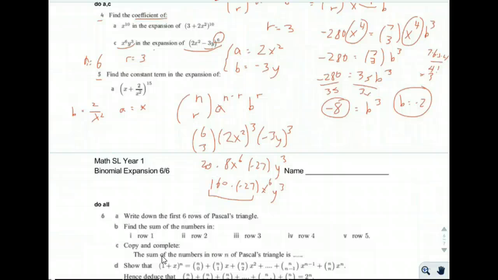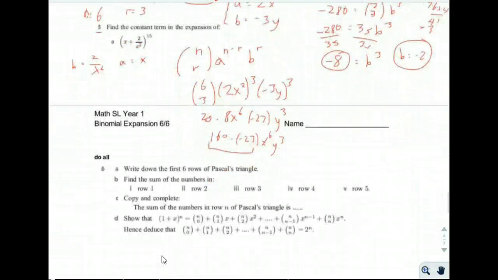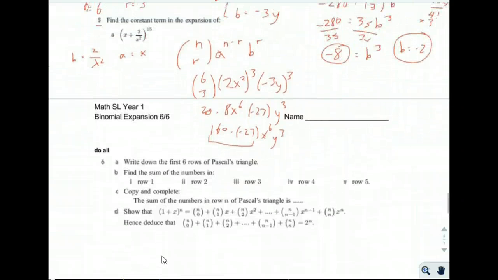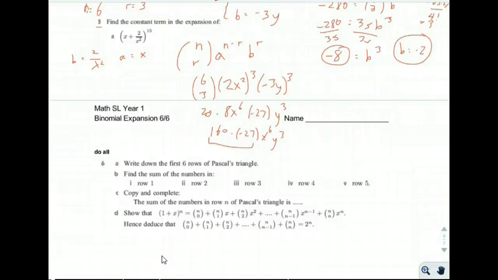So the first challenge here is just to figure out what would be the constant term. So let's see. Remember that the general term looks like this, nCr, and then we have a to the 15th minus r, and then we have b to the r. And then we're going to erase a because actually it's x, and then we're going to erase b because it's actually 2 over x squared.